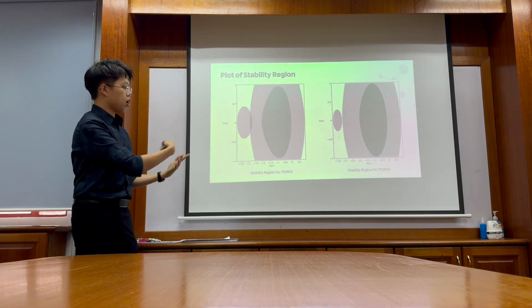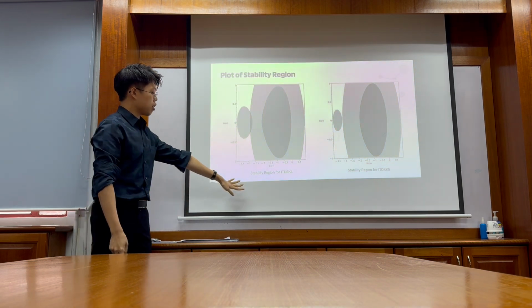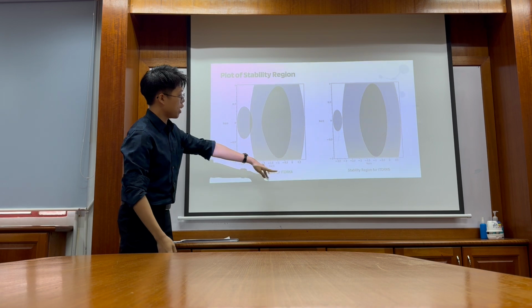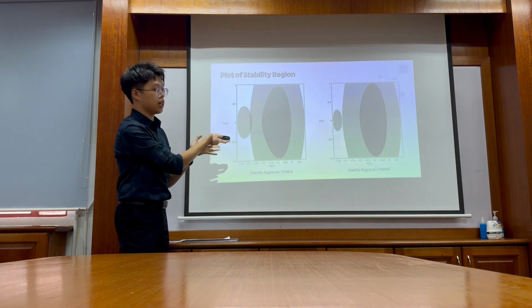And then we can plot the stability region. We can see that the fourth order has a greater area. We just look at the dark part, and the fifth order has a slightly smaller area.